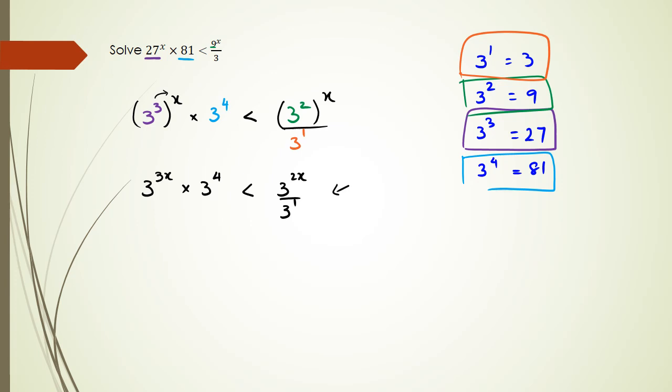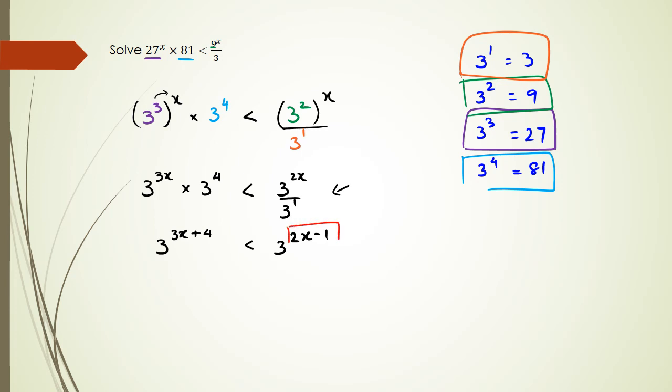And remember that in this case, when you're dividing by exponents, you subtract the powers. So you can rewrite this as 3 to the power of 2x minus 1. And as for the left-hand side, when you multiply with the same base, the powers get added up. So you've got 3x plus 4. So once we have this, we have one exponent on the left-hand side and one exponent on the right-hand side.